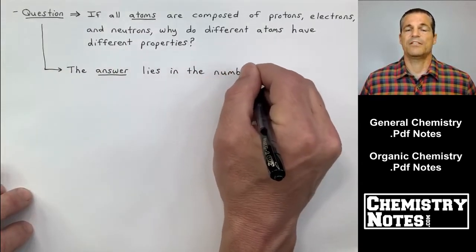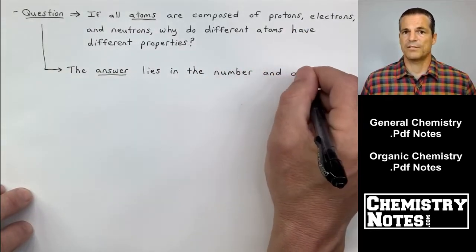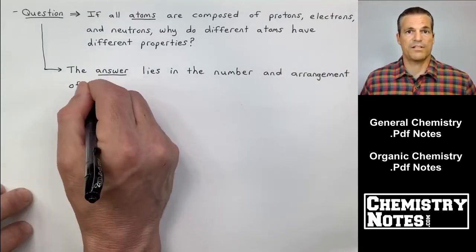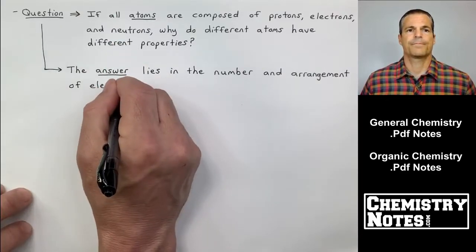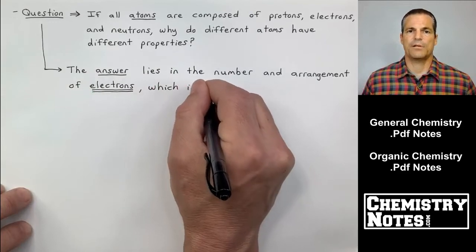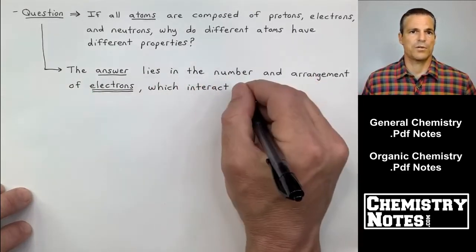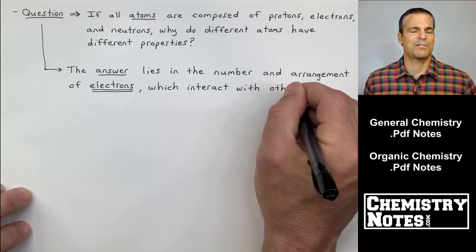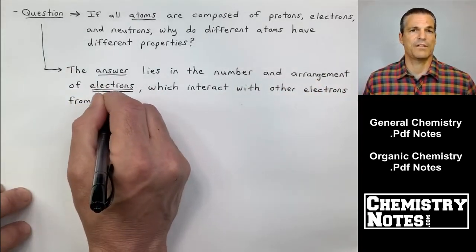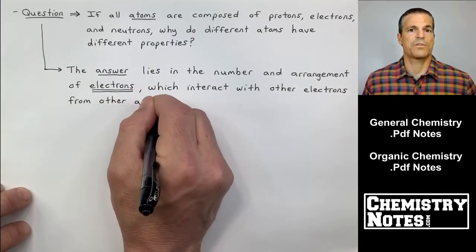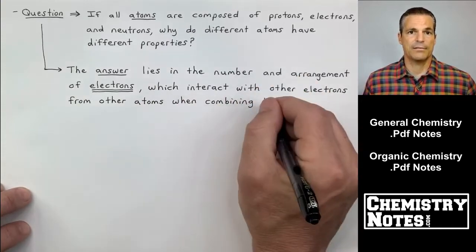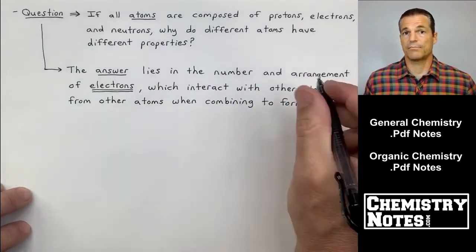Well, the answer to that question lies in the number and arrangements of electrons going around that nucleus. Okay? So let's read that in real time. Question, if all atoms are composed of protons, electrons, and neutrons, how come different atoms have different properties? Well, the answer lies in the number and arrangement of electrons, which interact with other electrons from other atoms when they combine to form bonds and molecules.